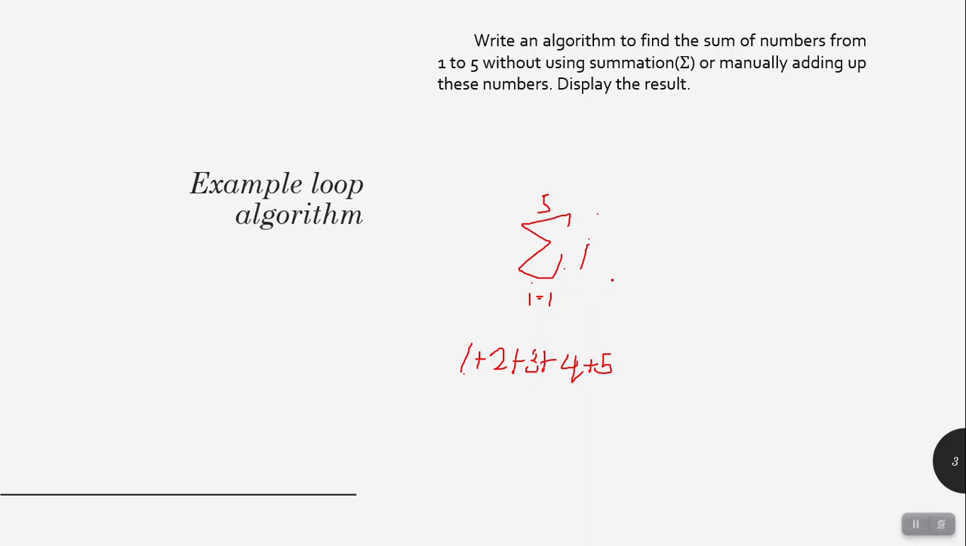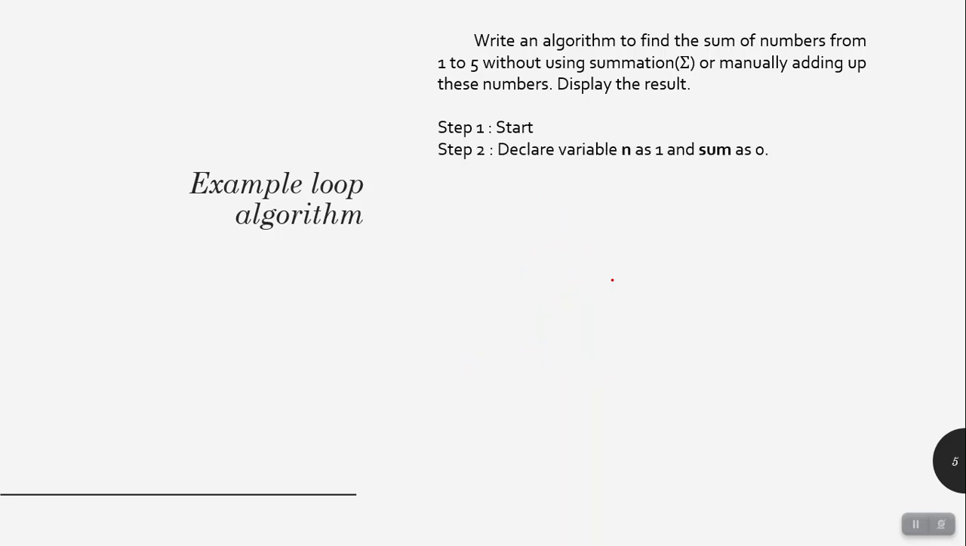So the aim of this algorithm is to show you how a loop structure works in your algorithm or program. So let's start. Step 1 is start. Step 2, declare variable n as 1 and sum as 0. And then step 3, check if n is less than or equal to 5. So this is the condition.